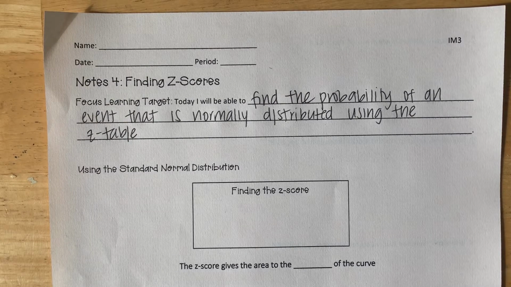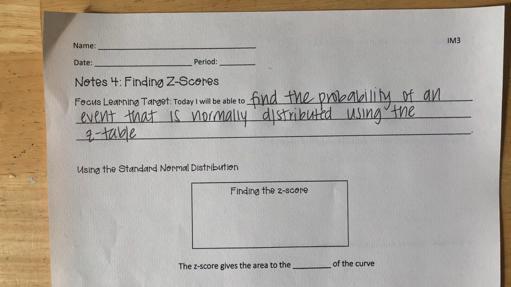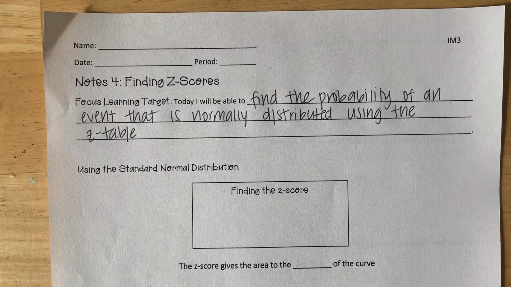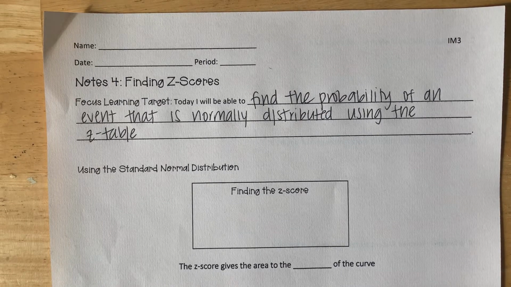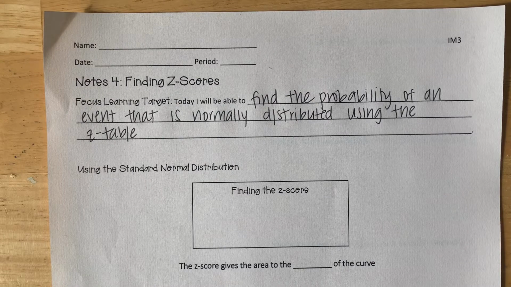The FLT today is: I'll be able to find the probability of an event that is normally distributed using the z-table. So first, let me talk about why we use the z-table.